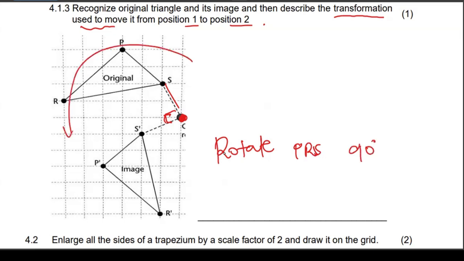Which direction is this? That's going to be the anti-clockwise. So 90 degrees in the anti-clockwise direction. I think that is what is happening, because I cannot say it's a translation because it's going to be different. Because 1, 2, 3, and then 1, 3, and 1. This is going to be 1, 2, 3, 4, 5, 6. Nope. So it's just a rotation.